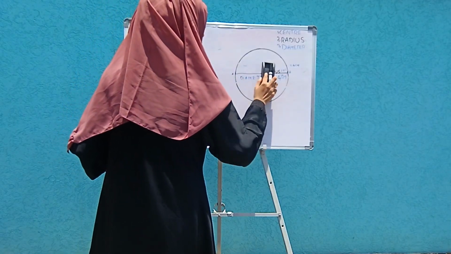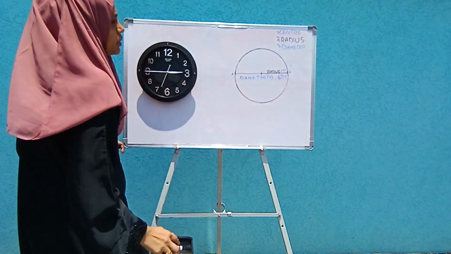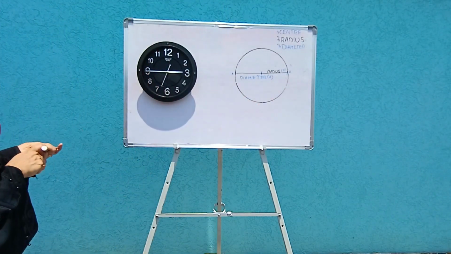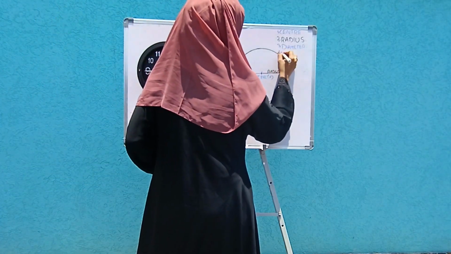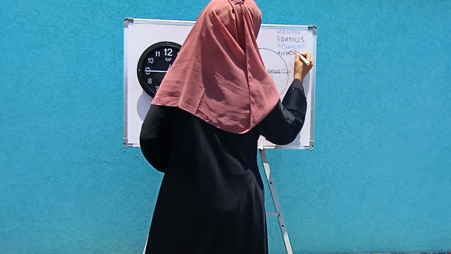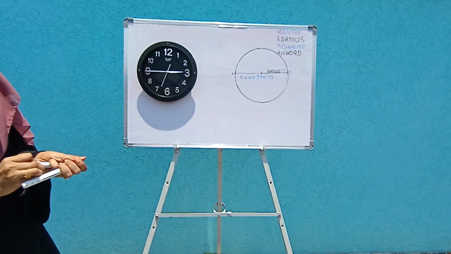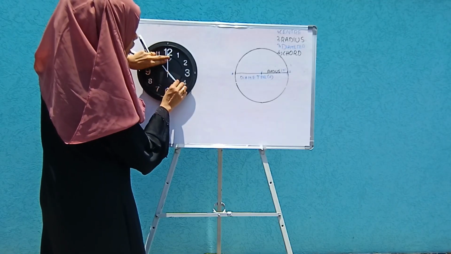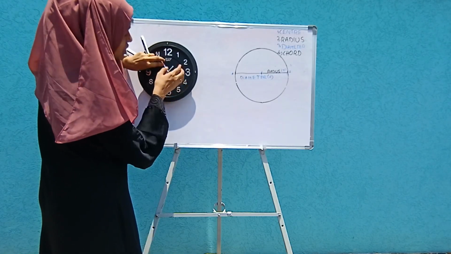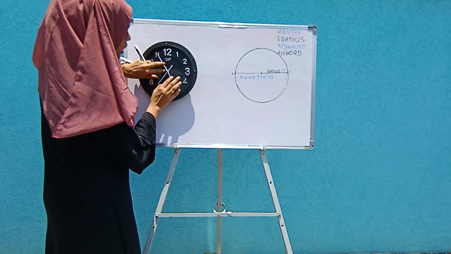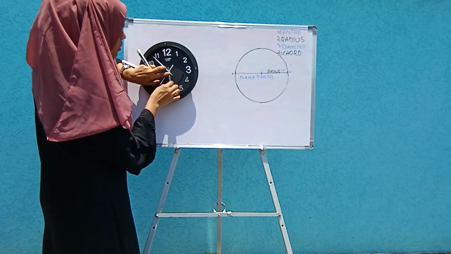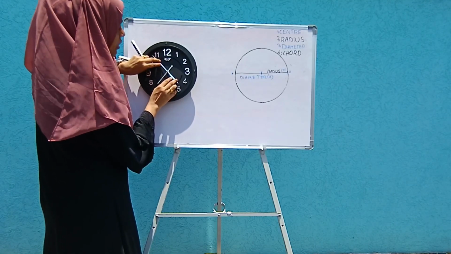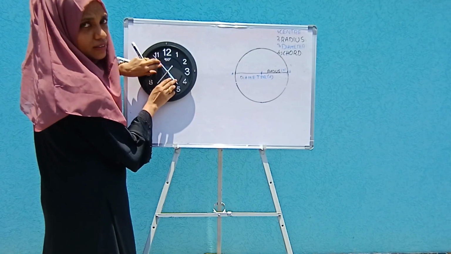Now that we have completed the radius, center, and diameter, the next part we have is the chord. C-H-O-R-D, chord. And what's the chord? Let me show you here, children. If I take two hands, the hour hand and the minute hand, forgetting the seconds hand, which are passing from the center and pointing towards 11 and 4, this is called the chord.